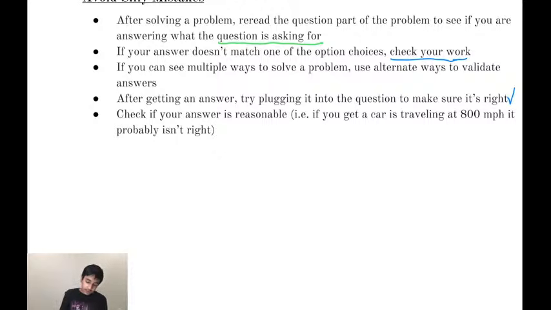So this is a very good way to make sure your answer is correct. Also, another strategy is you can check if your answer is reasonable. So if you get that maybe a car is traveling at 800 miles per hour, that's way too high, so it probably isn't going to be correct. So make sure to utilize all these strategies to hopefully not make mistakes and get the most problems correct possible.